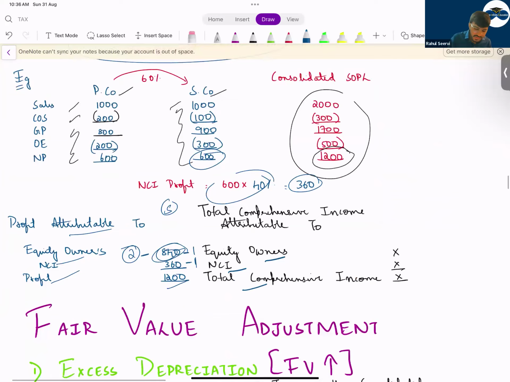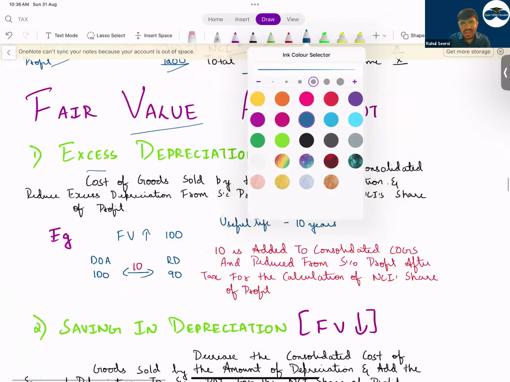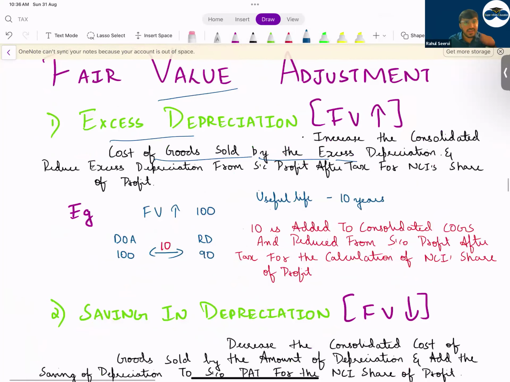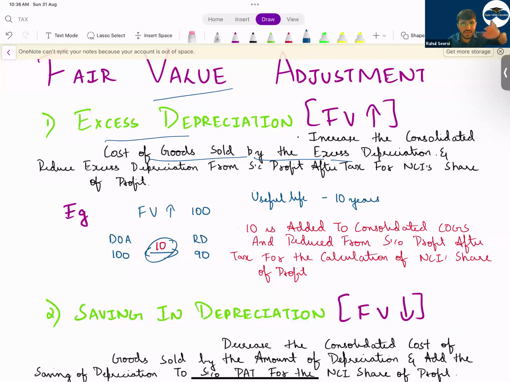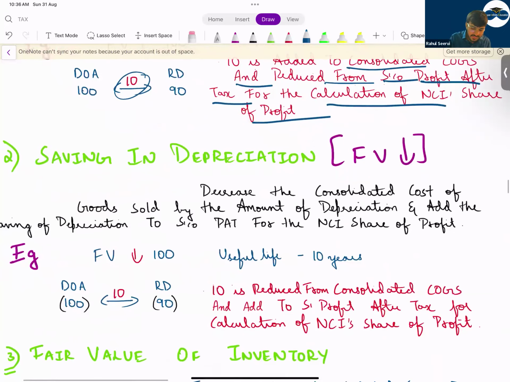So it is better to understand the logic and do it. Now see, fair value adjustments are excess depreciation, so cost of goods sold will increase. If you increase the cost of goods sold, profit will come down automatically. So this 10 will be taken care of in your balance sheet under net assets. This 10 is added to the cost of goods sold and reduced from the subsidiary's profit after tax for calculation of NCI. So this 10 will affect parent as well as NCI in your vertical adjustment when you do the draft consolidated P&L.